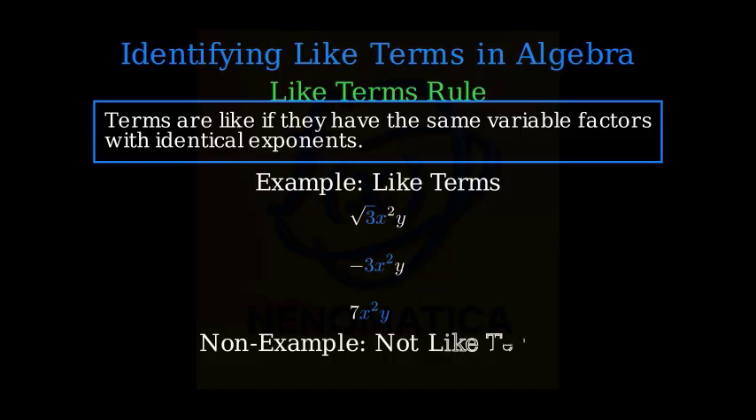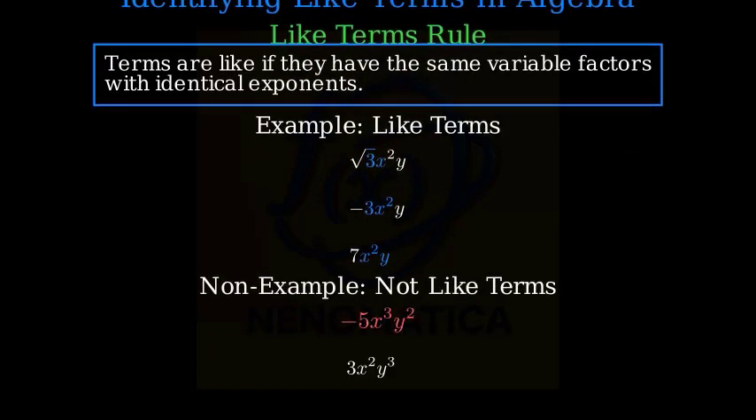Now, let's look at terms that are not like terms. Negative 5 times x cubed times y squared and 3 times x squared times y cubed are not like terms. These are not like terms because one has x cubed and y squared, while the other has x squared and y cubed. The variable exponents differ.